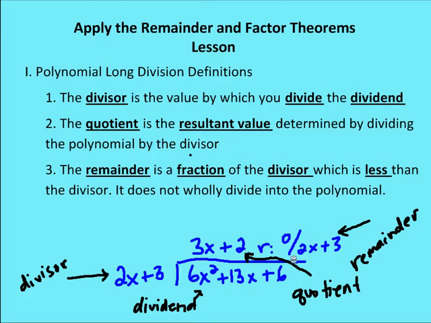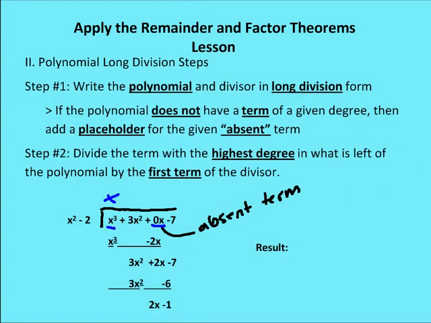So one more time, the divisor is the value by which you divide the dividend. The quotient is the resultant value determined by dividing the polynomial by the divisor. So the quotient is what we get on top of that box. It's a resultant value after we do the dividing process. The remainder is a fraction of the divisor, which is less than the divisor. It does not wholly divide into the polynomial or the divisor. Okay, let's get started with some long division.